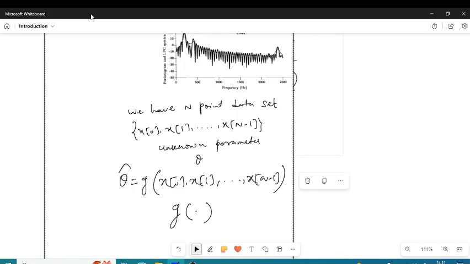So in today's lecture, we have introduced the applications of estimation theory. In particular, we have discussed radar, sonar, and speech.